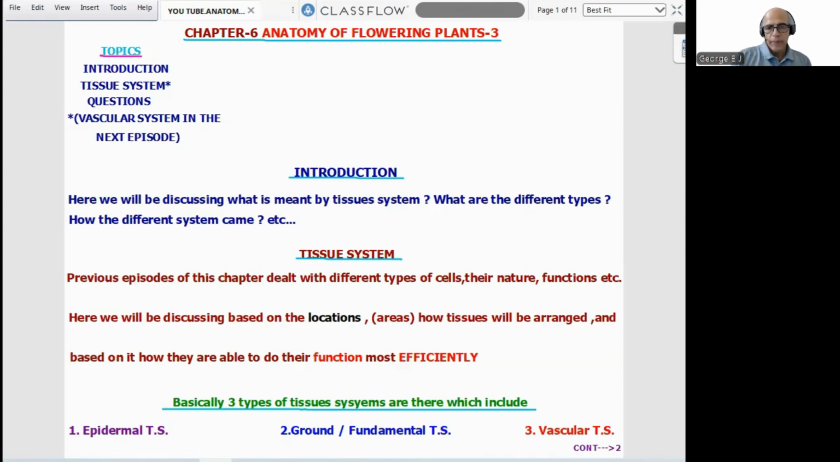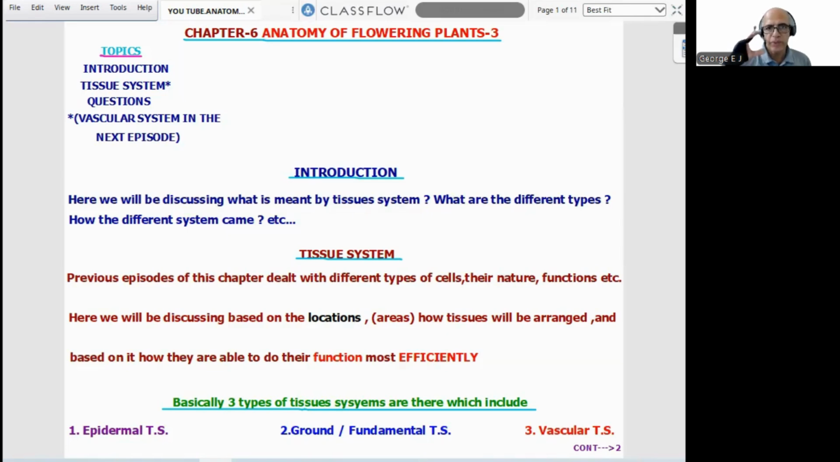I already told you, in the previous episode we discussed different types of cells: parenchyma, collenchyma, sclerenchyma, xylem, phloem, then their nature, structure, and function. But in this episode, we'll be discussing which areas these cells are located in, their locations, and how tissues are arranged in those locations. And based on the arrangement of the cells and the position where they are located, how efficiently functions will be done. That aspect will be discussed in tissue system.